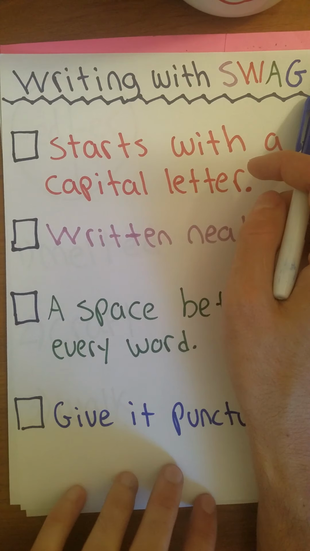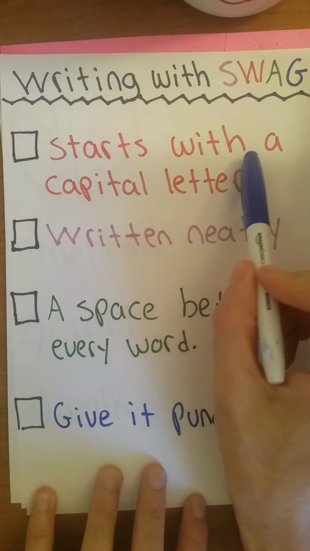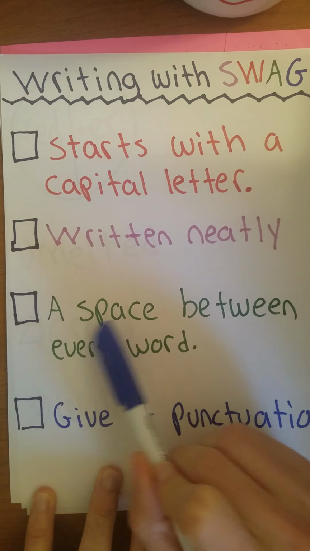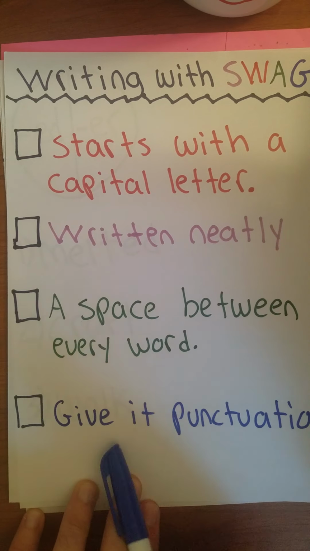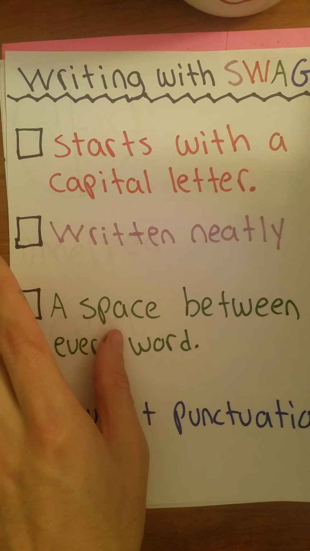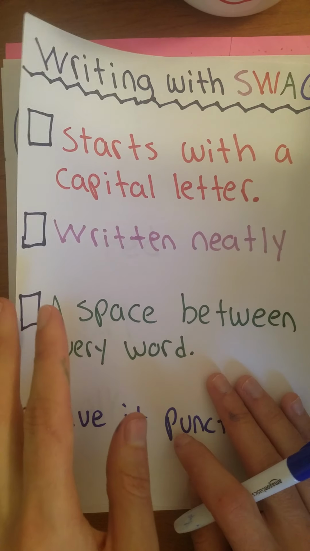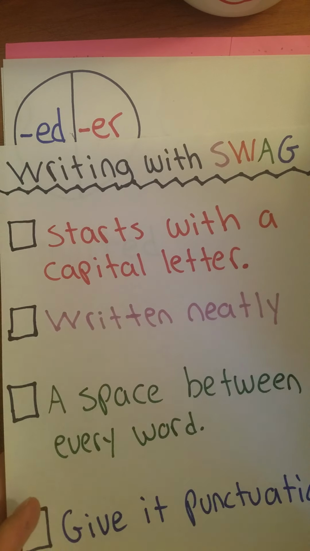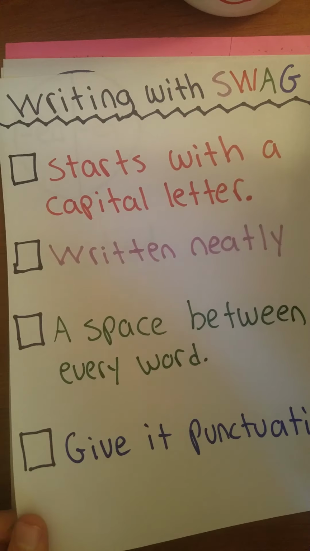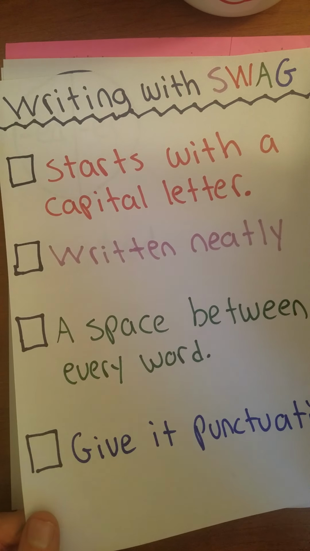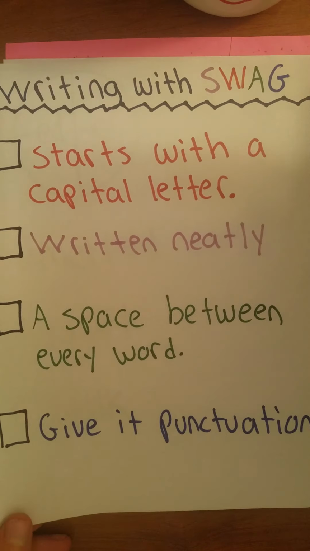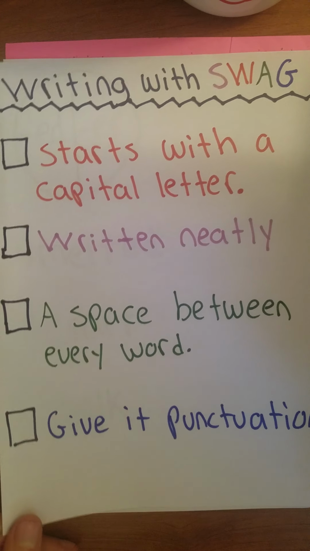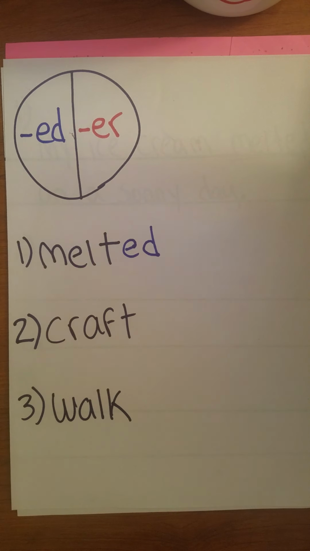I made this writing checklist for it, but with these sentences too, we want to make sure that they have swag. And a sentence with swag starts with a capital letter. It's written neatly. It has a space between every word. And finally, when you're done with it, you give it punctuation. This is very similar to this writing checklist that Miss Canale uses on her writing slide. So I'll put a picture of this in the slide after this one, so you can make sure that your writing has swag. And if you want to make one of these, it may be helpful to write one out on a piece of paper. That way you can use it whenever you're doing your own writing.